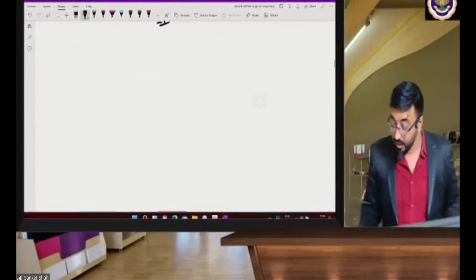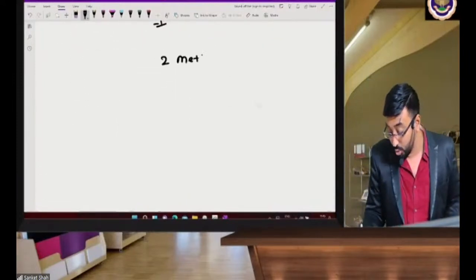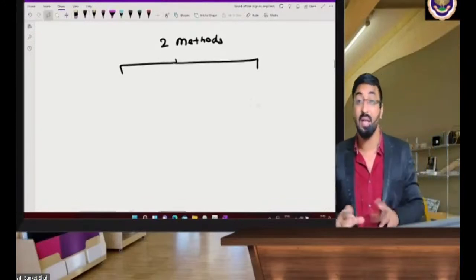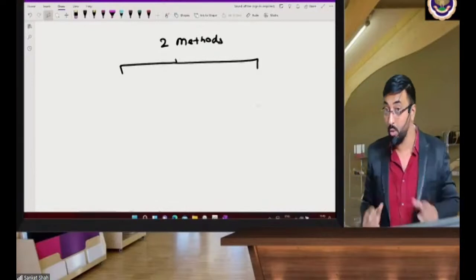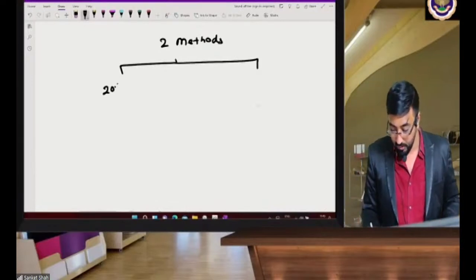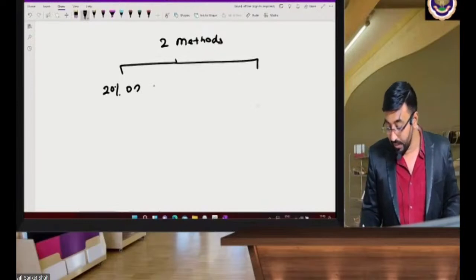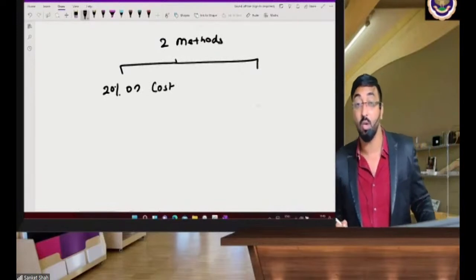Now there are two methods to record this, two methods. Now in the exam, you may get this type of question. Yes, I'm going to ask you some questions. Now, 20% on cost. What is the profit? 20% on cost.